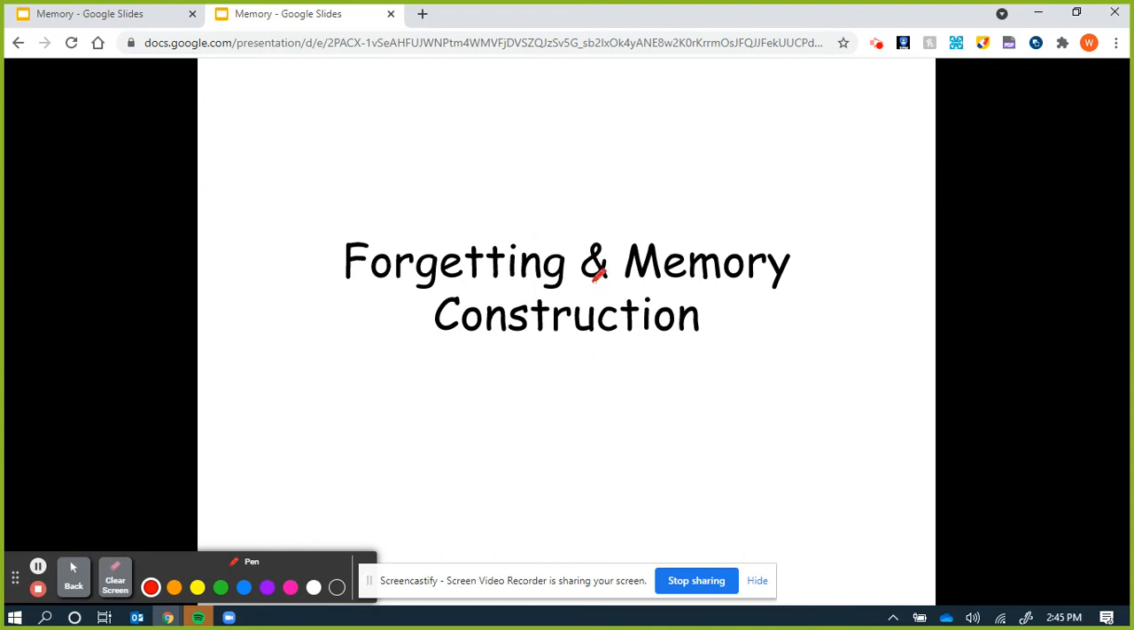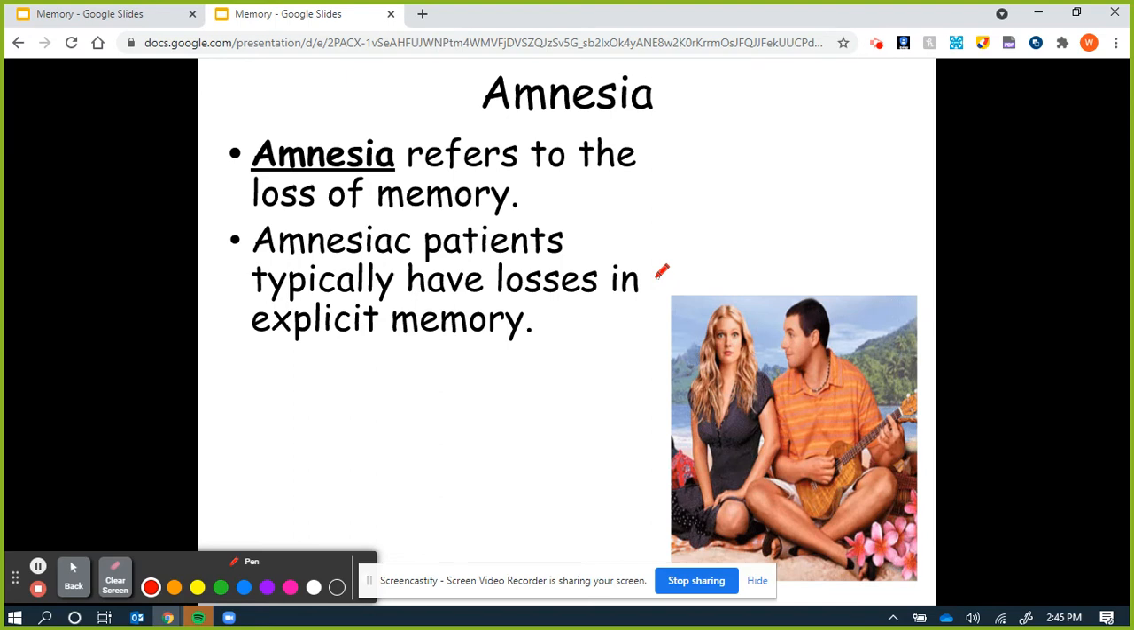Okay, so now that we talked about getting stuff out, what happens when we forget? And what happens when our memories aren't actually accurate? And a lot of them aren't. Amnesia is any sort of loss of memory, generally explicit memory. Most of the time, people who have amnesia still remember how to do stuff. They still have their procedural memories, but they don't have episodic or semantic memories.